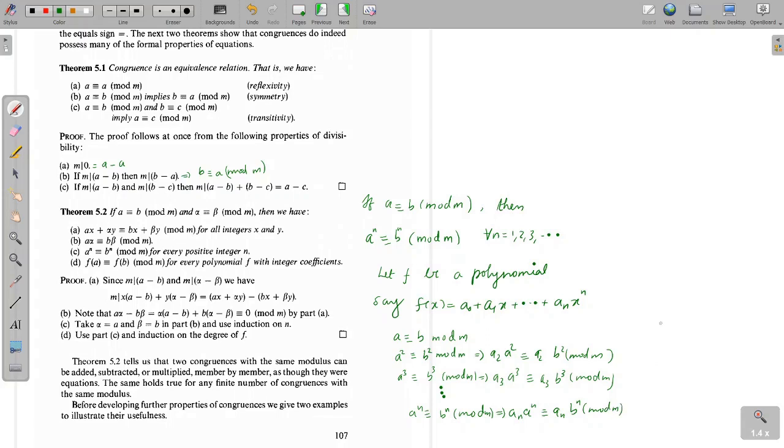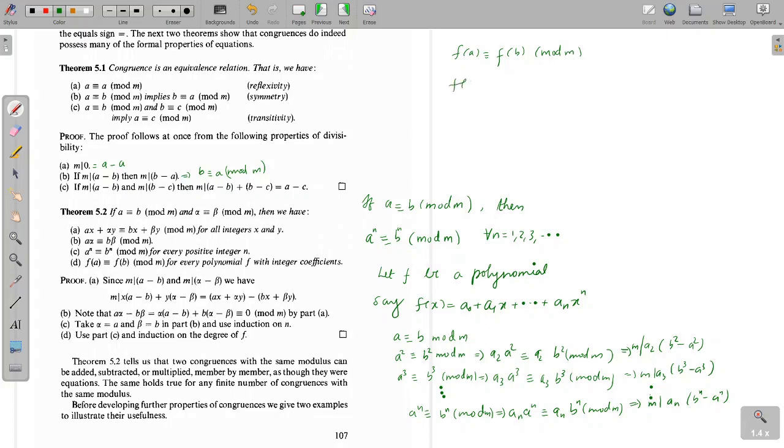Now, from these equations, you can get that a2 times (b square minus a square) is a multiple of M, or M divides this quantity. From this you can get M divides a3 times (b cube minus a cube), etc., M divides an times (b raised to n minus a raised to n). We need to prove that f of a is congruent to f of b mod M.